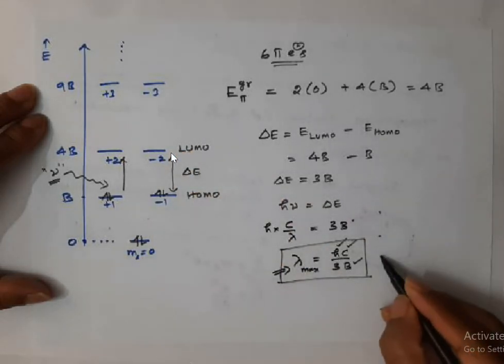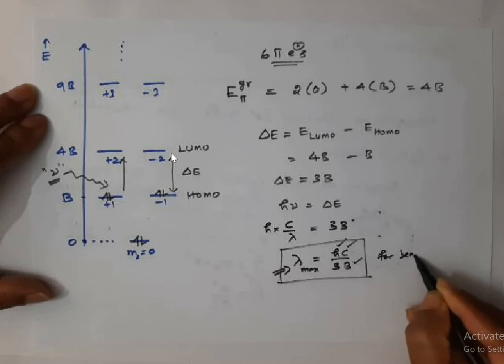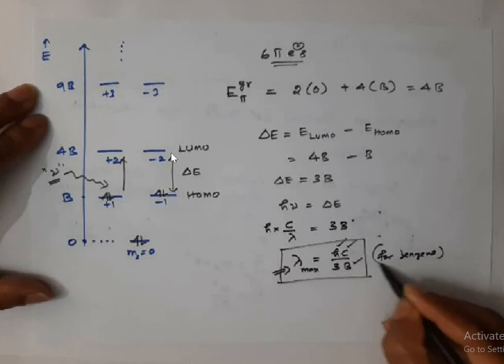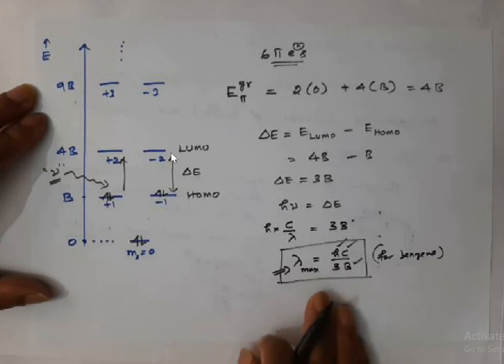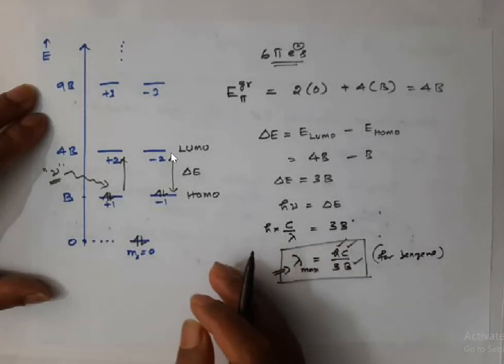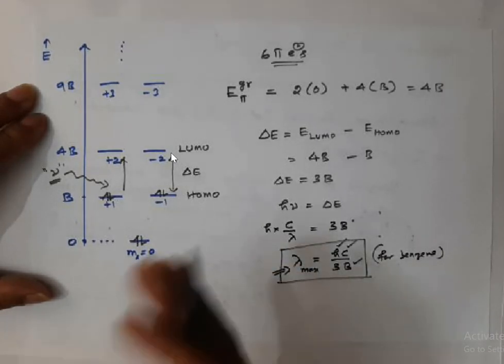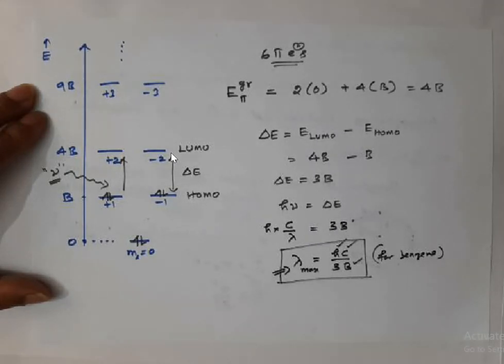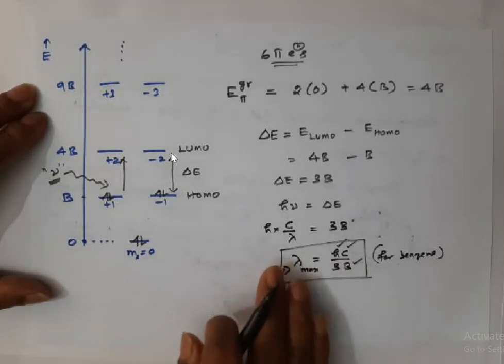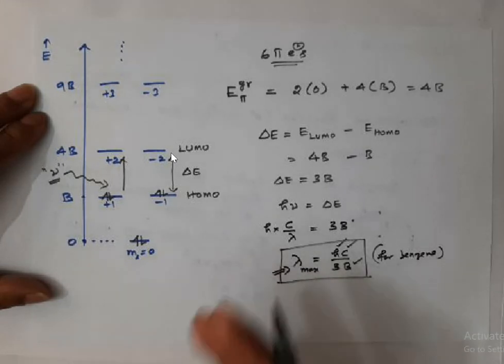So this is applicable for the benzene molecule. In a similar manner, you can calculate lambda max values for other cyclic conjugated systems containing an even number of carbon atoms, provided the molecule is planar. Remember, this is a rough estimation. It is not accurate because we are making a lot of assumptions here.